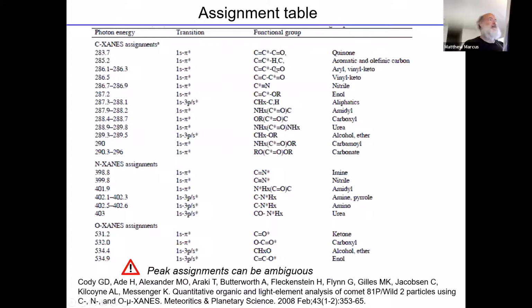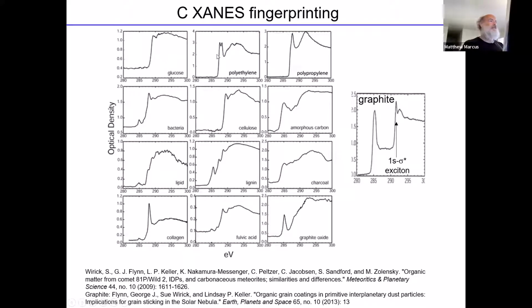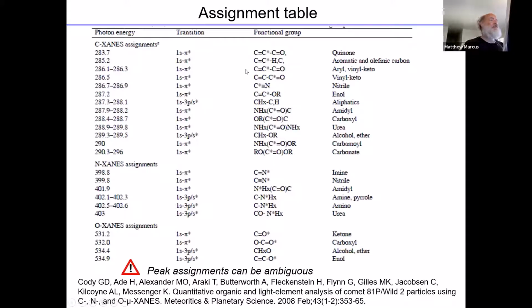The peaks can be assigned somewhat to different functional groups. So you can look at the spectrum with these different peaks on it and make intelligent guesses as to what you have. And you can do that at nitrogen and oxygen as well. So if you think you have C double bond O, you can go to the oxygen edge and see if you get the corresponding feature. But it can be ambiguous. If you have a peak at a particular energy, it could be one of several. So you have to know something about your system.